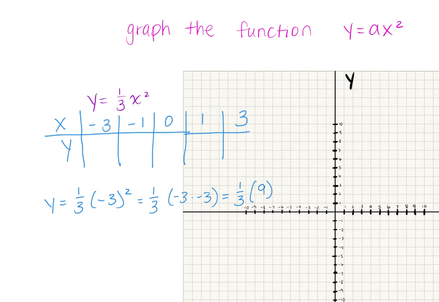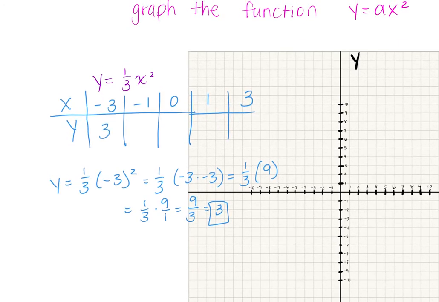I'm going to bring this down here. It's 1/3 times 9/1, which is 9/3, which is just 3. So when x is -3, y is 3.